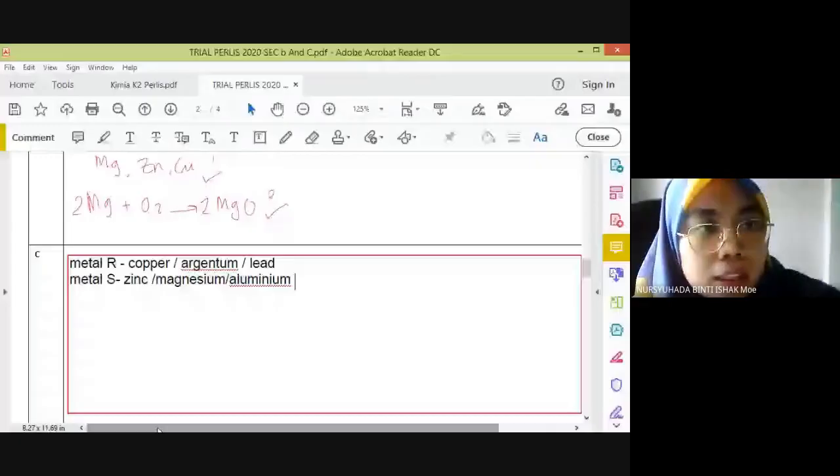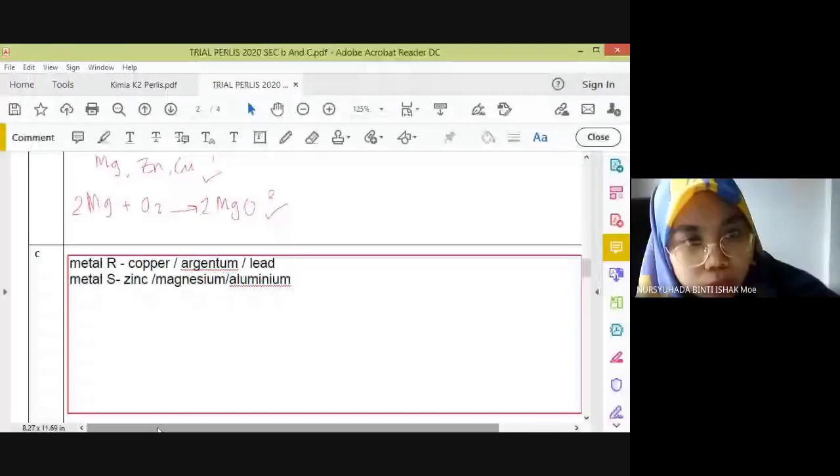Okay, soalan seterusnya dia tanya, explain the observation and include the half equation. State the metal that is oxidized. Okay, now kita pergi eksperimen 1. Point yang pertama nak tulis apa ni?